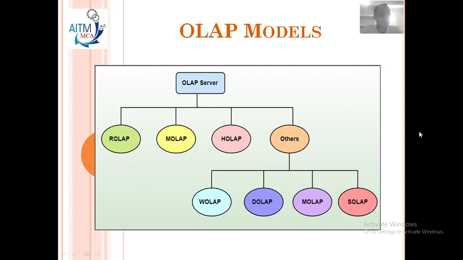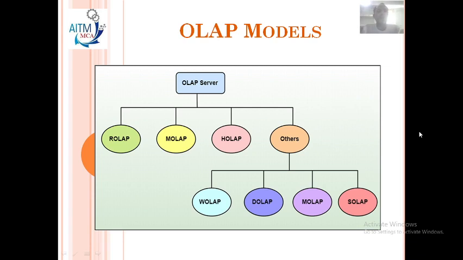So, different servers. By seeing this diagram, you will come to know this server is OLAP, online analytical process server. It is divided into a number of servers like ROLAP, MOLAP, HOLAP and others. ROLAP means relational OLAP, MOLAP is multidimensional OLAP, HOLAP is hybrid OLAP, then others. R stands for relational, M stands for multidimensional and H stands for hybrid. Others are divided into various types: WOLAP, DOLAP, MOLAP, SOLAP. These are all the things we are going to discuss one by one.